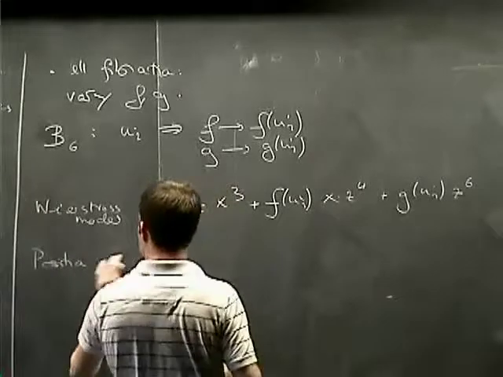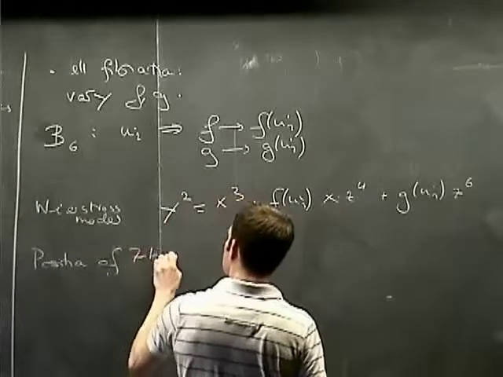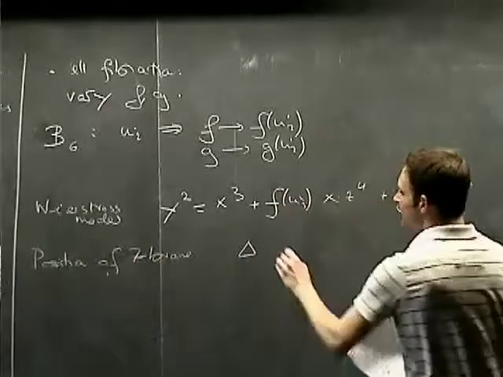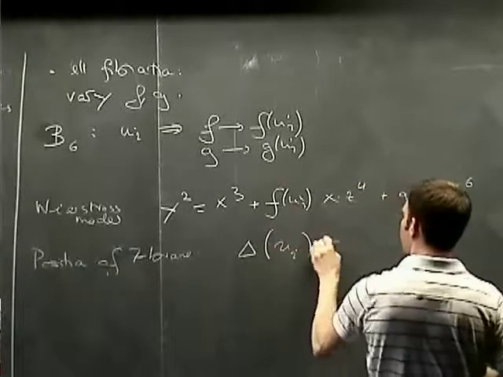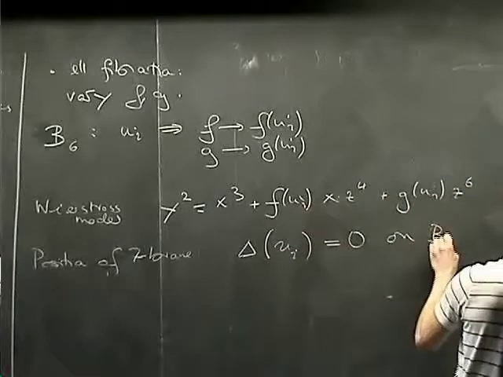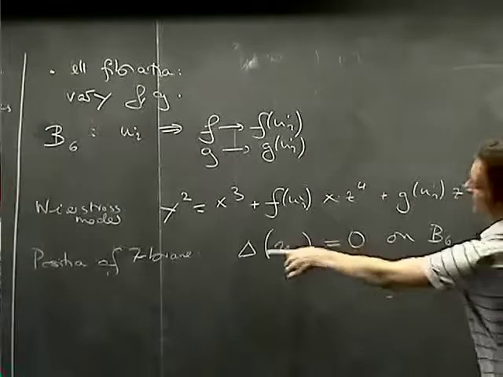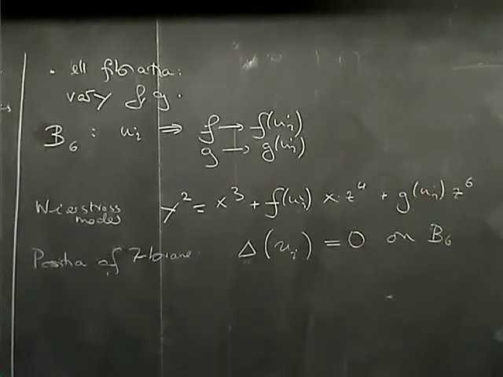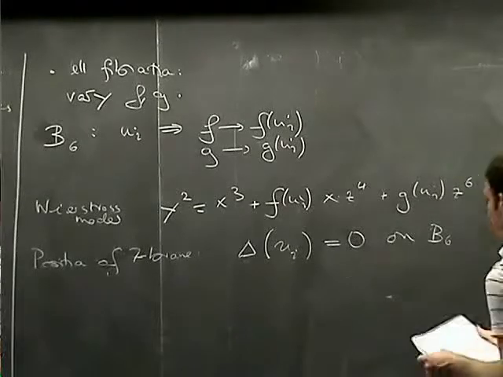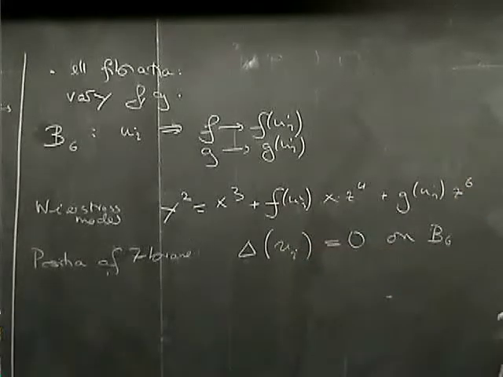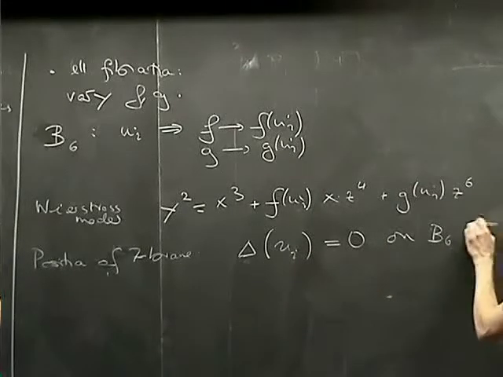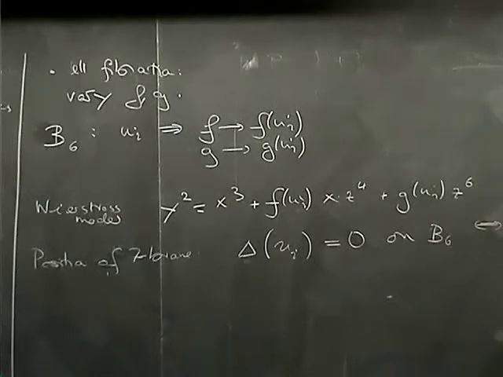The position of the 7-brane is given by the equation delta of ui equal to 0 on B6. Because this now becomes a function of ui, because f and g are functions of ui, this is a one complex dimensional subspace of B6. So this is a holomorphic 4 cycle. Exactly what we need.